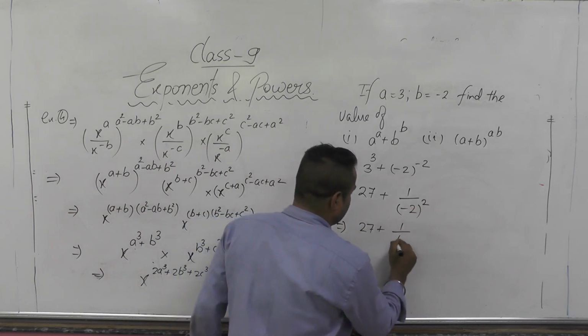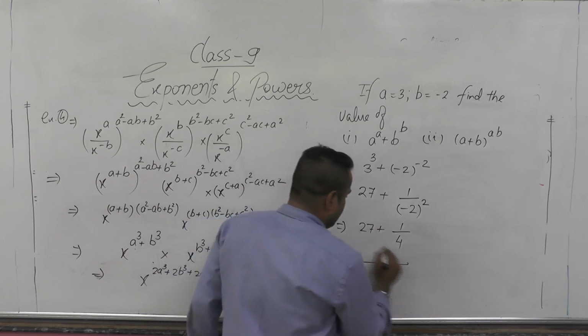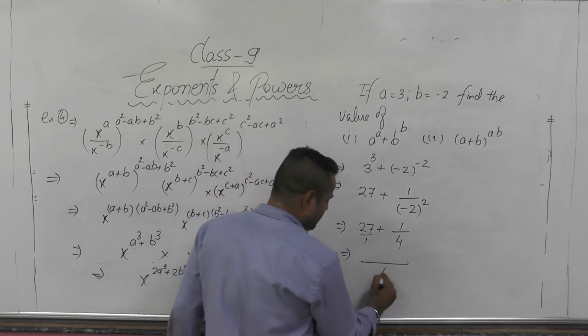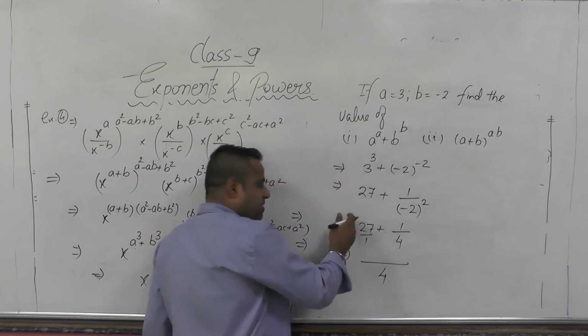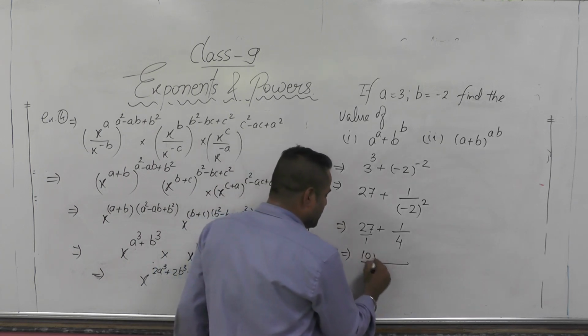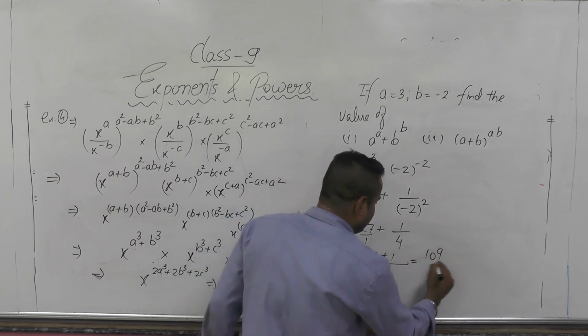Now 27 plus, minus 2 square is plus 4, so 1 upon 4. Now we can take the LCM of these two numbers. Here nothing is there, so we can write 1. 4 ones are 4 will be the LCM. 4 will multiply with that 27. 27 fours are 108 and plus 1, so this will become 109 by 4.